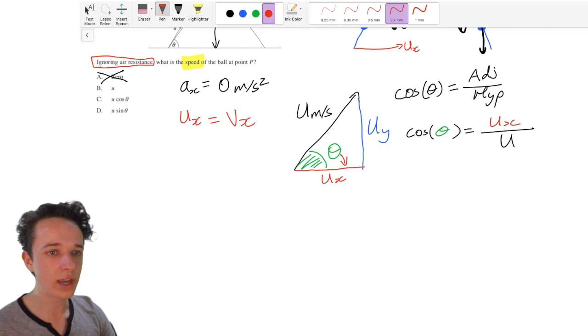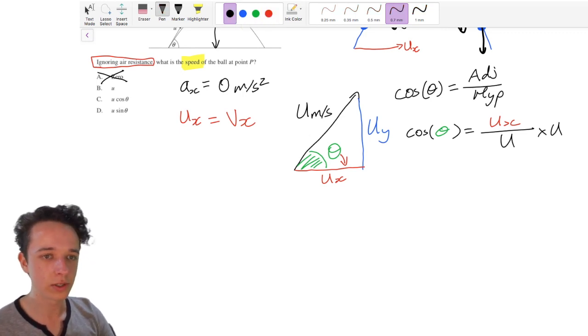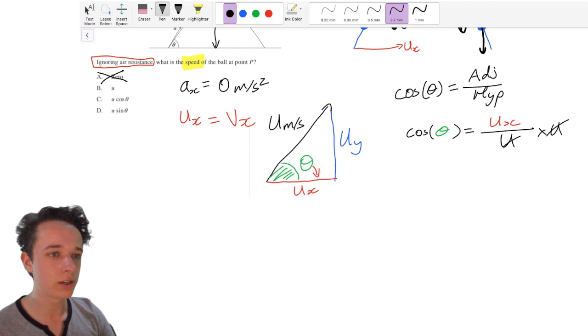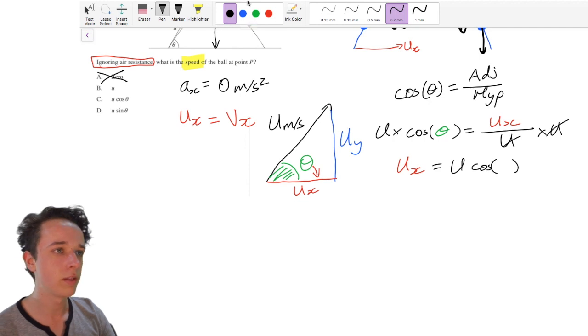So if we want ux on its own, we need to multiply the right side by u so that these two u's cancel out. And if we do something to one side of an equation, we have to do it to the other. So we are also going to multiply the left-hand side of the equation by u as well. So then we are left with ux is equal to u multiplied by cos of theta.